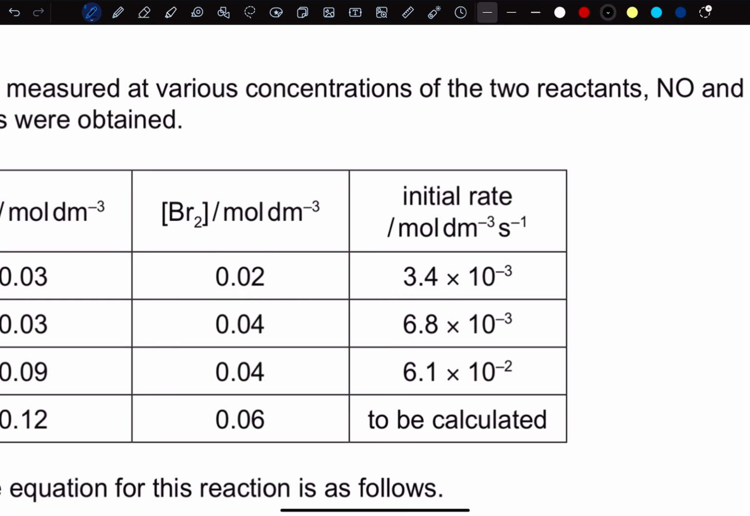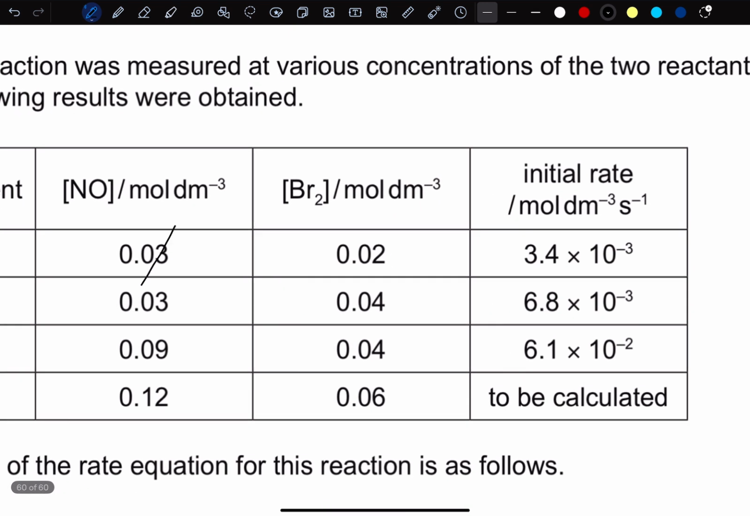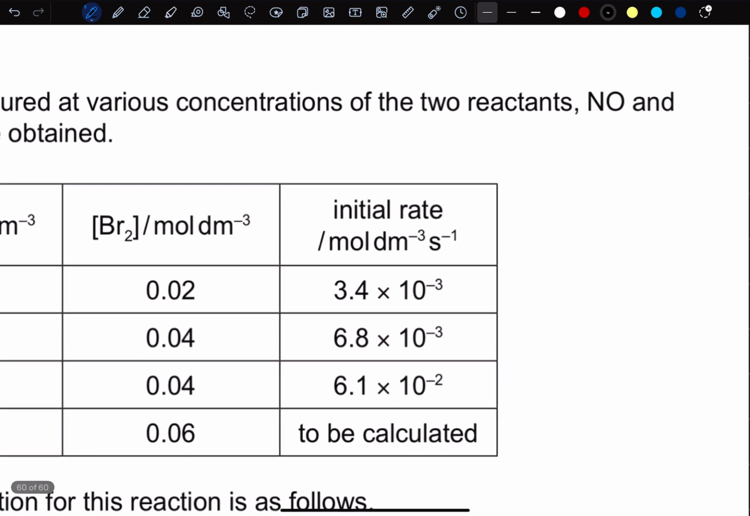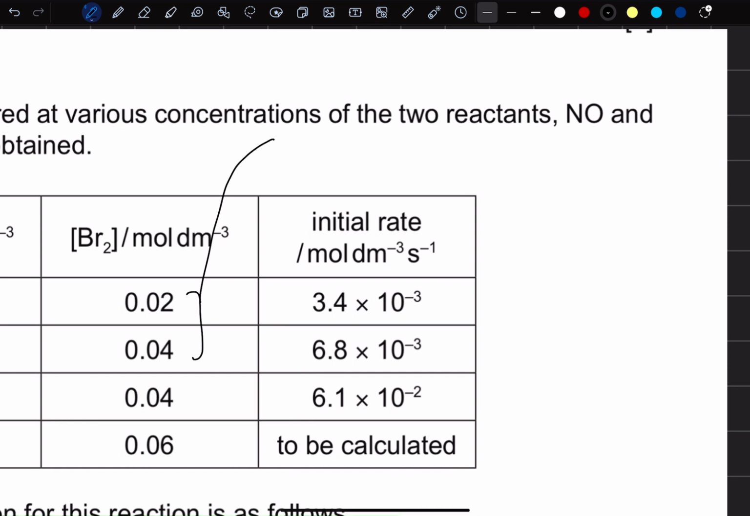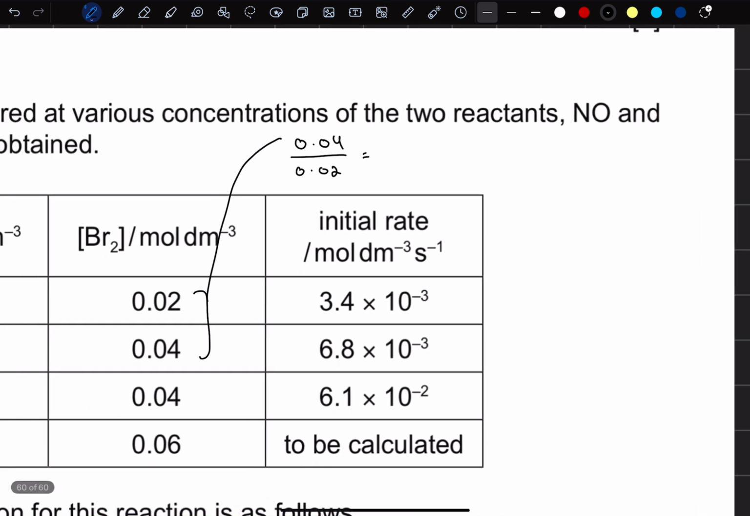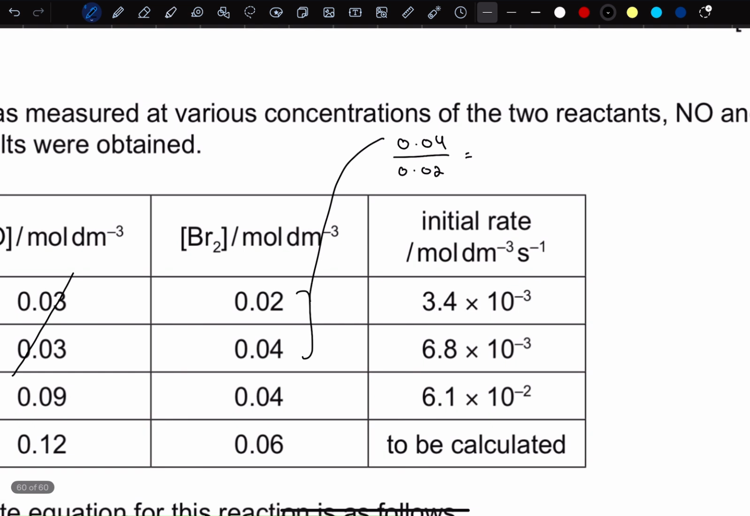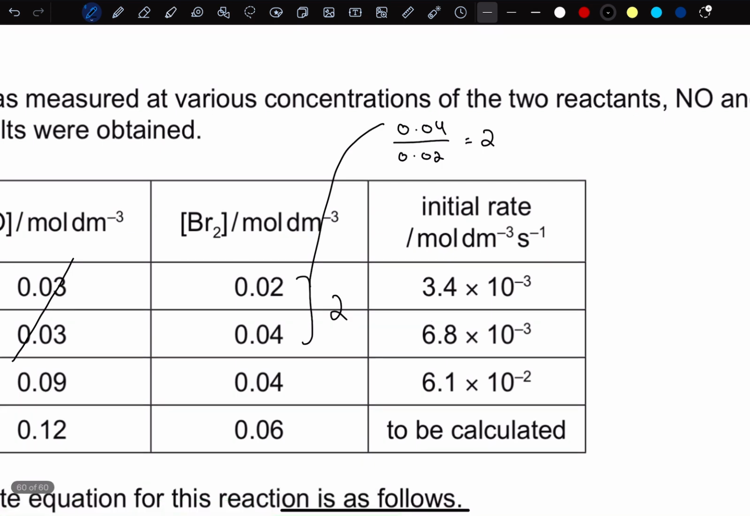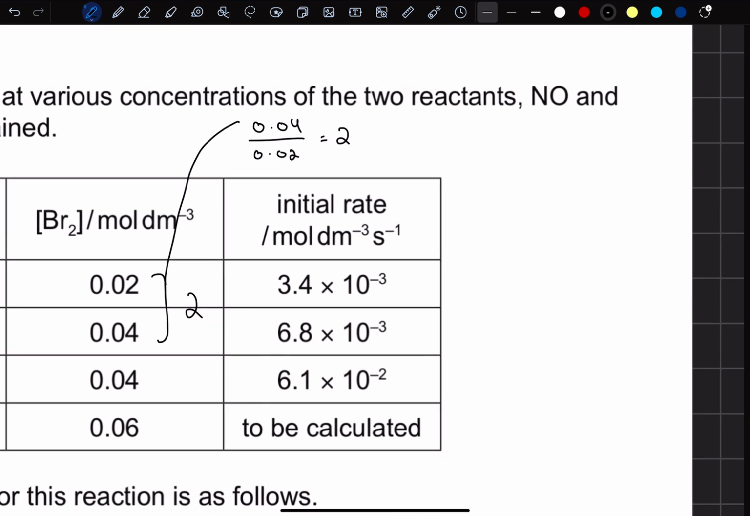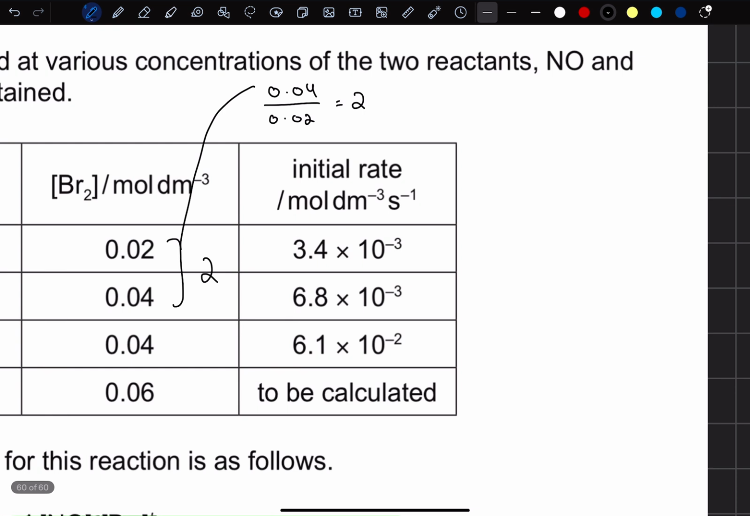So now to find the effect of Br2 on the initial rate, we remove this just for now. And now we start by doing this. We take 0.04 and divide it by 0.02. Dividing 0.04 by 0.02 gives us 2. So what I normally do is I write 2 over here, so I can remember the 2 is in there. Now I want to find out what the order is.